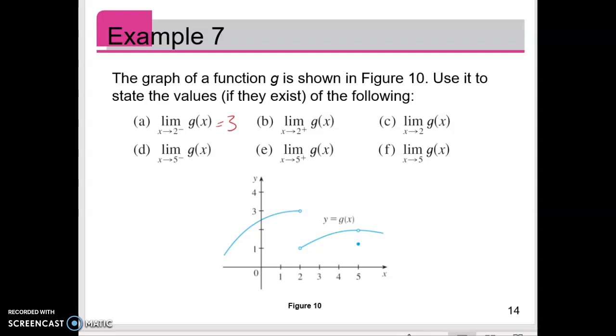From the right is down here at 1. So as x approaches 2, because these two numbers are not the same, the limit does not exist.